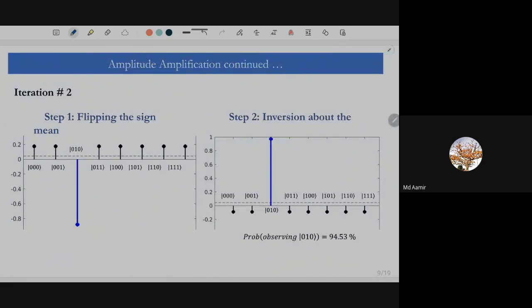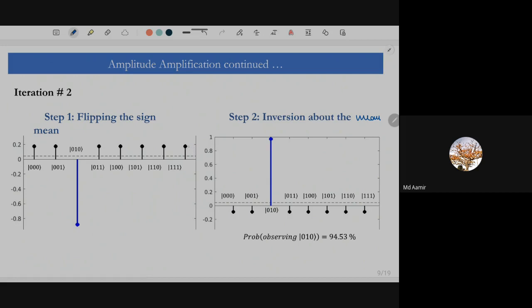What we are doing here is let's go for iteration 2. We'll again do the same thing, flipping the sign and inversion about the mean. Earlier this was here somewhere, and then we did the flipping of the sign. So the blue one comes down with the same probability, a more than minus 0.8 amplitude. And then we calculated the mean here, which is farther down.